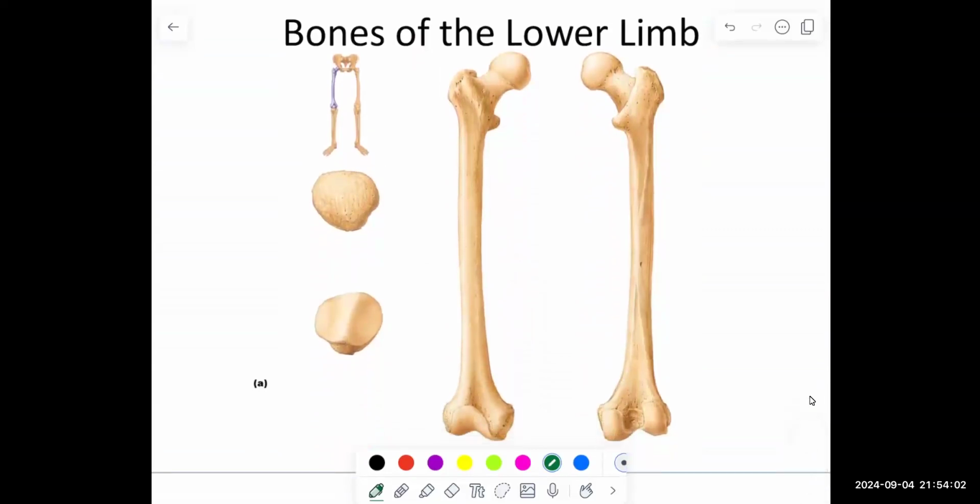The thigh, the femoral region technically has 2 bones. The big one being the femur. What's this one? Your kneecap. The patella and the femur. The patella is really in your knee region, but it's usually coupled with the femur.